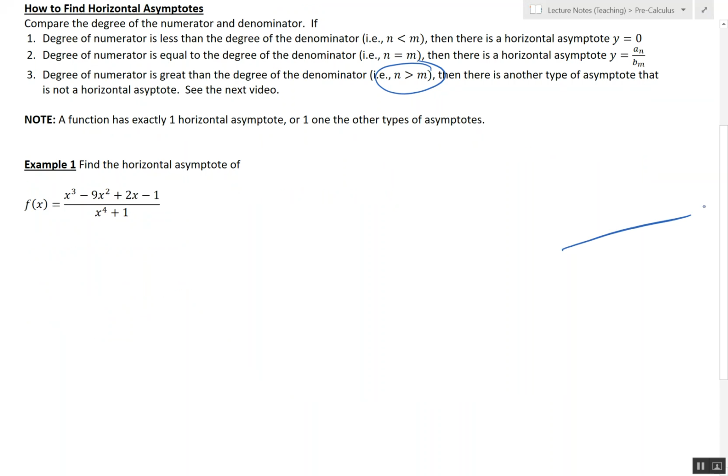Our first example here. So, following our procedure, we look at the degree of the numerator and the degree of the denominator, and we see that the degree of the numerator is higher, so the horizontal asymptote is simply y equals 0.